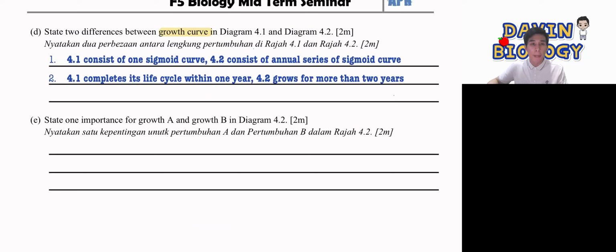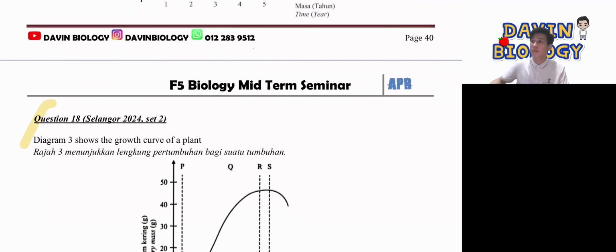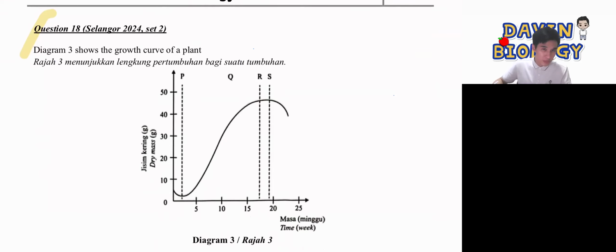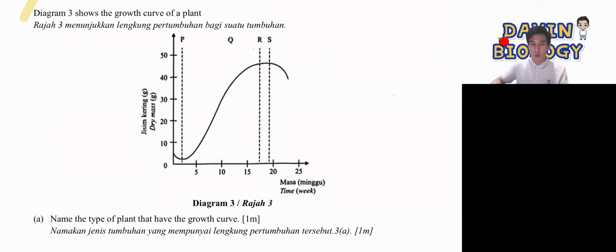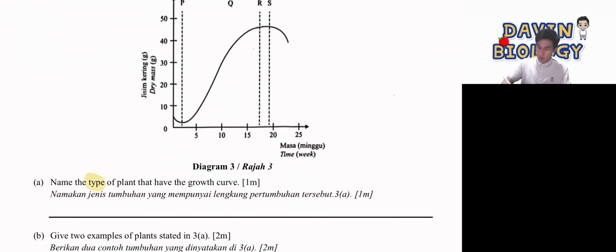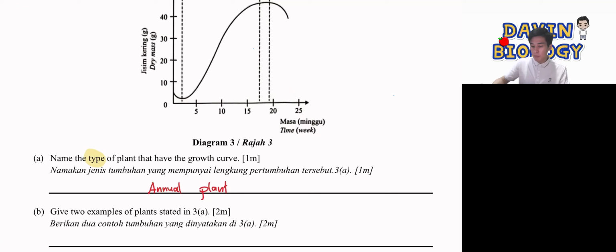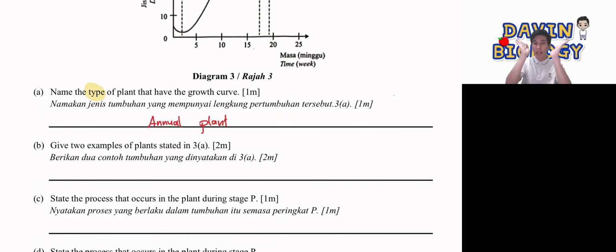Let's do one trial question. So this is page 41, question 18. Now, annual growth curve question. Okay, the questions here mostly we have already done. So name a type of plant that has this growth curve. So type: annual, biennial, perennial. So of course we know it is annual plant. Two examples of the plant. So we already said small plants, they usually are shaped like this. So it's your corn, paddy.